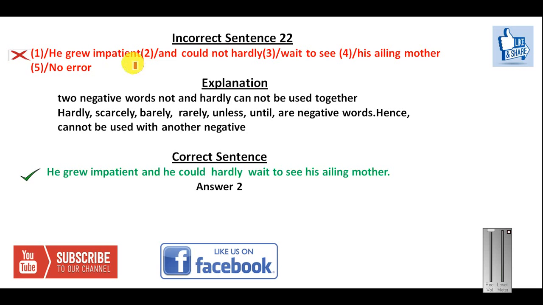He grew impatient and could not hardly wait to see his ailing mother, meaning sick mother. But here you are using 2 negative words together. Hardly is a negative word, scarcely is a negative word, barely is a negative word, unless and until are negative words. So these words cannot be used along with "not." So "not" you have to delete from here. This is the only mistake here. He grew impatient and he could hardly wait to see his ailing mother. Your answer will be 2.